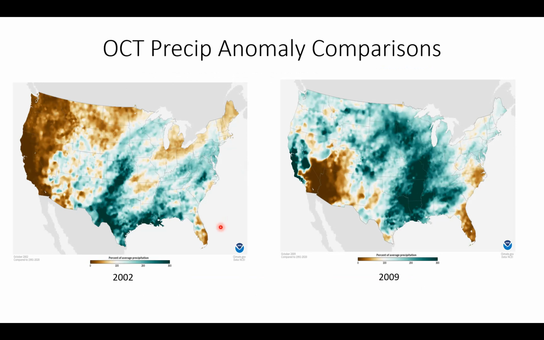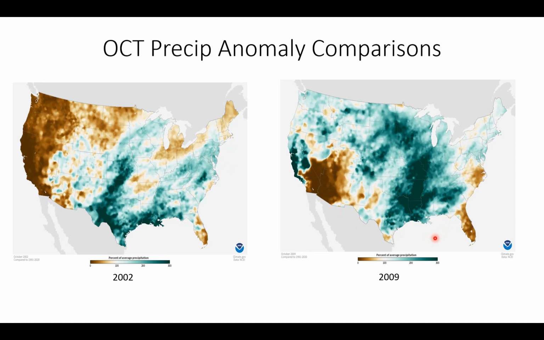Looking at the precip anomaly comparisons, this is October 2002 on the left, green indicating above normal precip, brown below normal or dry conditions. So October of 2002 was quite wet across the Gulf Coast, Texas, Louisiana, as well as Mississippi, Alabama, into the Florida Panhandle up to the mid-Atlantic.